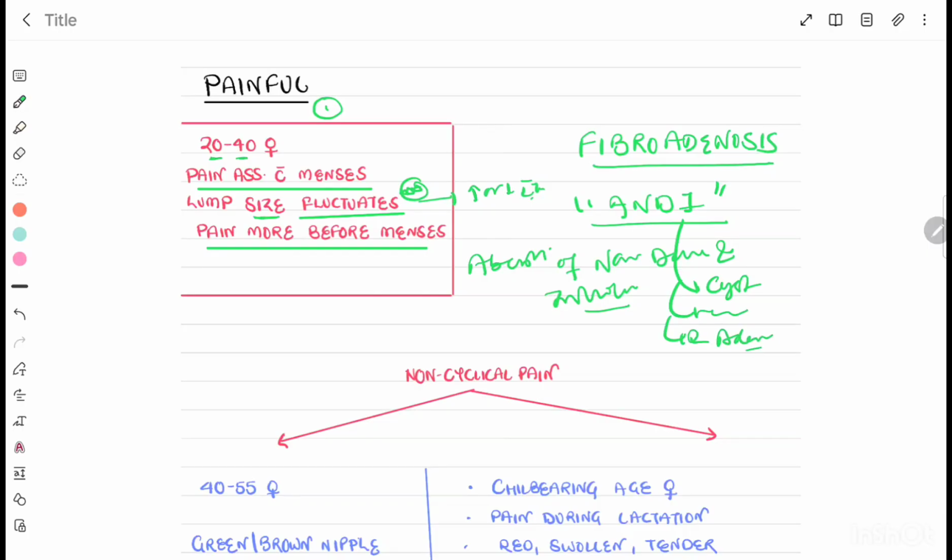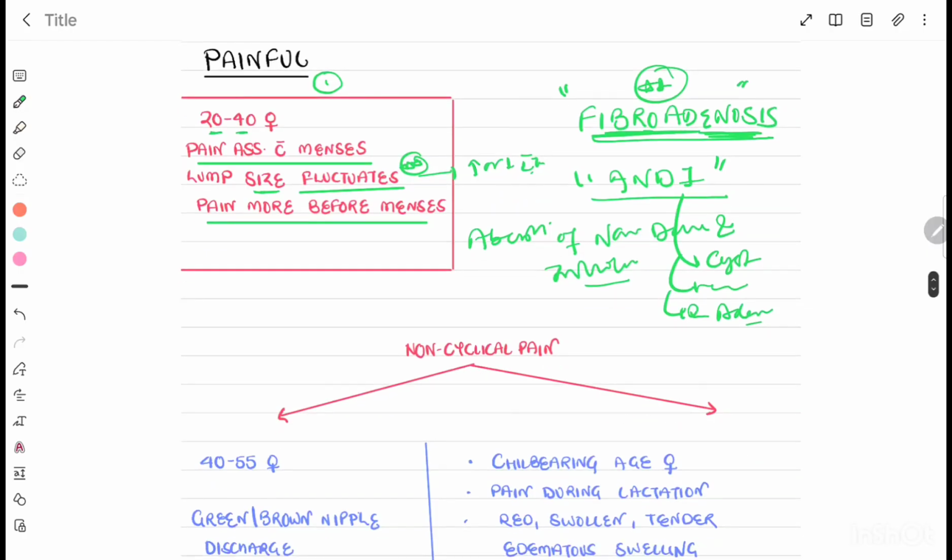So there is a lady who complains of breast pain with a lump which fluctuates with time, and the pain mainly during the menses. Then you can think of a diagnosis which is known as fibroadenosis. And after this, here the pain will be with menses, that's why it's known as cyclical pain.